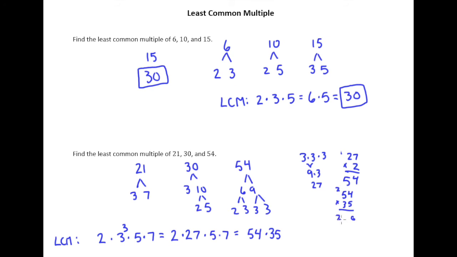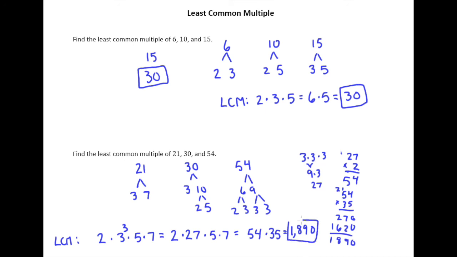And so I end up with, looks like, 1,890 is my least common multiple.